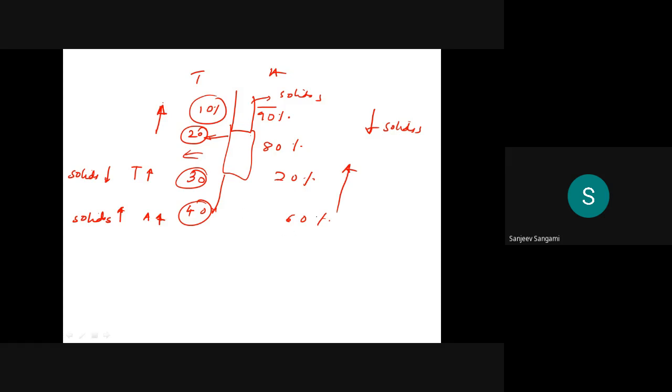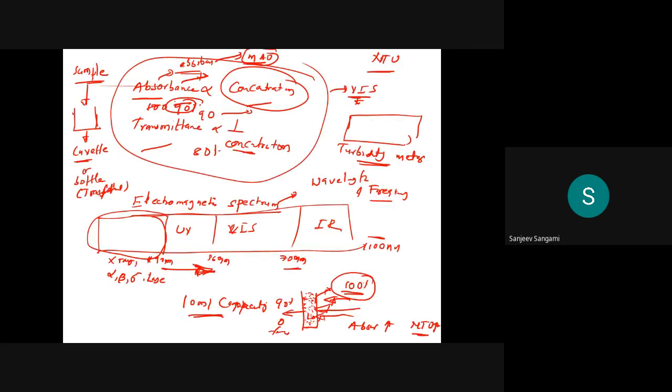Now you remember, when absorbance is increasing, your turbidity or the concentration will also increase. That you have to remember. That is why I established the relation, that absorbance is directly proportional to the concentration, and the transmittance is inversely proportional to the concentration.